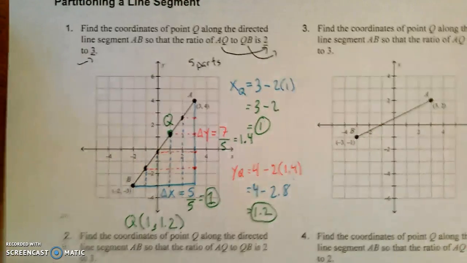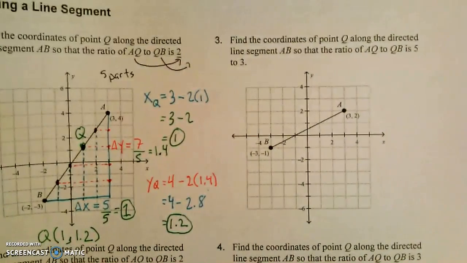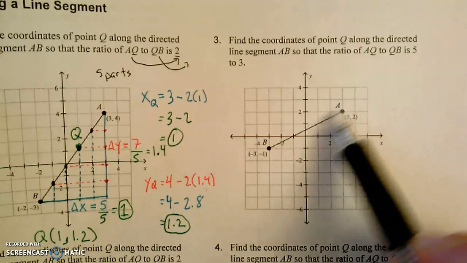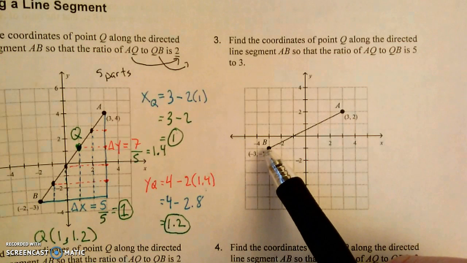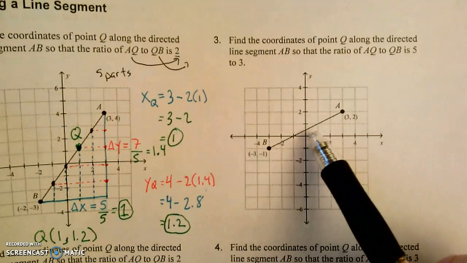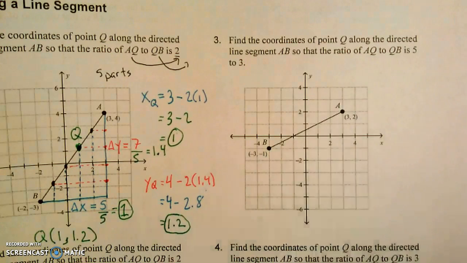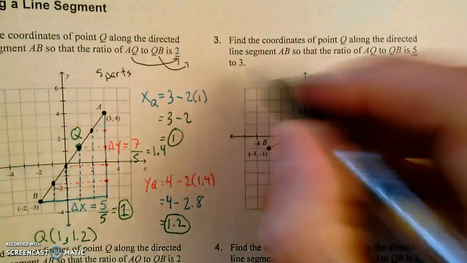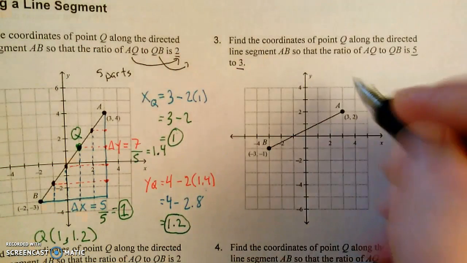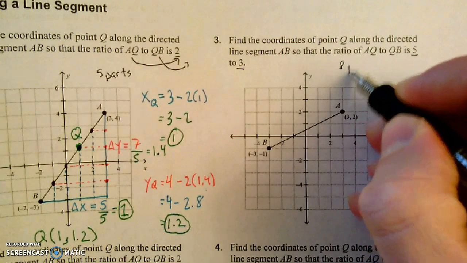All right, let's look at the next one. Here, we want to place Q along AB so that the ratio of AQ to QB is, in this case, 5 to 3. If we want a ratio of 5 to 3, we need a total of 8 parts.